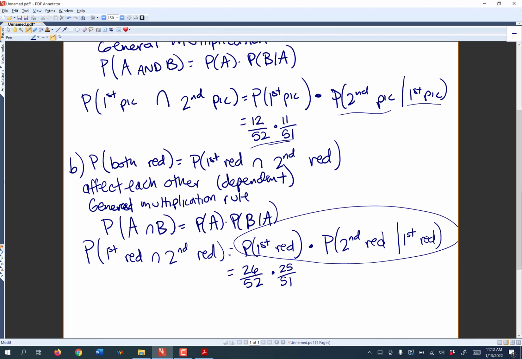Now you'll notice most of the time I'm not going to bother writing this out if it's simple problems. I just write the 26 over 52 times 25 over 51, because I remember in my head every time I do this multiplication to always think, how did it affect me? Did I take out a card? Do I have to change the probabilities because I took out a card? And so I just kind of do that part in my head.